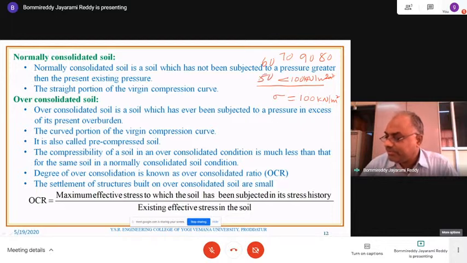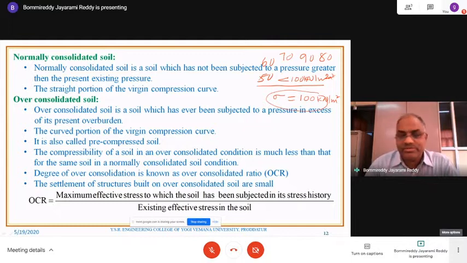Any amount of stress may be acting on the soil, and the stress at the existing level is equal to 100. So this is the existing pressure on the soil, and in the history, the pressure must be less than the existing. Then such types of soils are called the normally consolidated soils. You can look at OCR. It is normally represented by OCR, some relation.